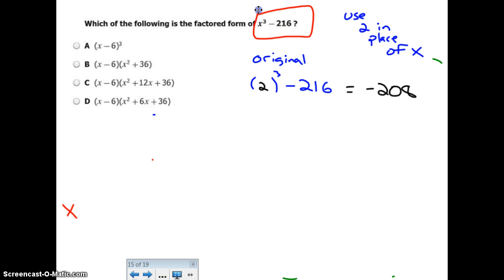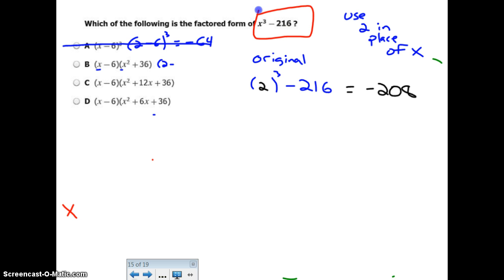you had 2 minus 6 cubed, okay, do that on your calculator, what do you get? Negative 64. Okay, is that negative 208? No, so cancel that out, okay? Okay, let's try the other one. We're going to replace x again. We're going to use 2.